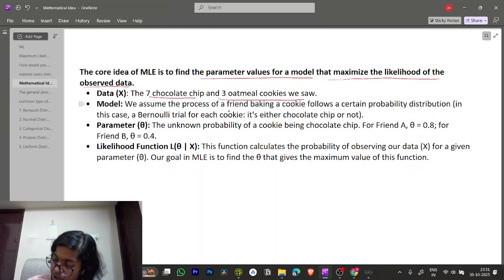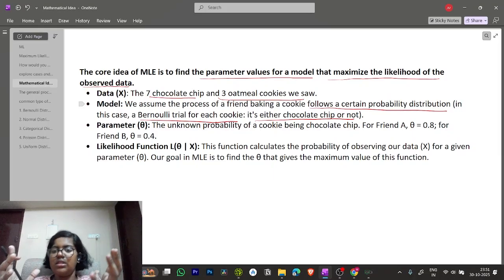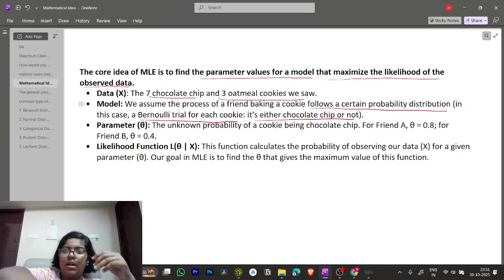Next is the model. We assume the process of a friend baking a cookie follows a certain probability distribution. In this case, a Bernoulli trial for each cookie. It is either a chocolate chip cookie or not. So why do we use Bernoulli here? Because there are just two outcomes. Let's say you put all these 10 into a black box, put your hand in and pick one out. It would either be a chocolate chip cookie or a butter cookie. There is no other option, provided that there is at least one cookie in the box.